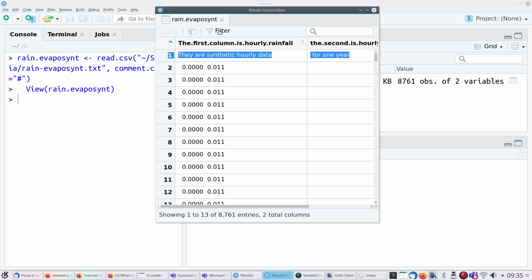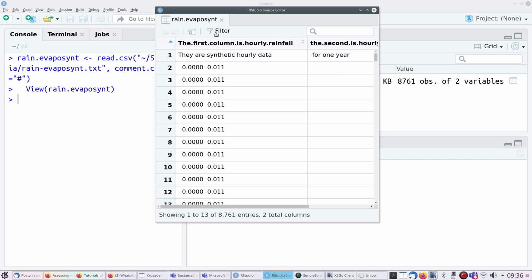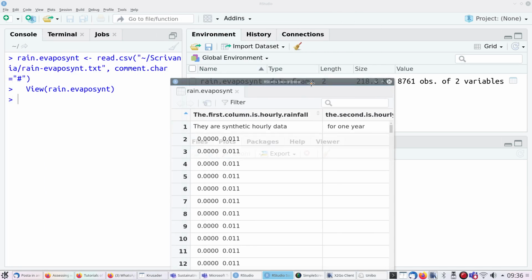With filter, I don't think it is. No. Okay, so I think we need to find a solution in another way. And the second thing is that we need to divide these columns. Okay, let me try to go to the console and resolve it in the console.